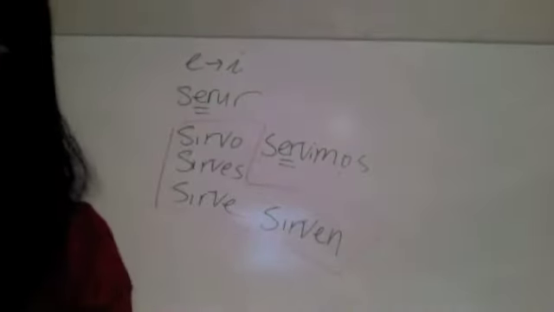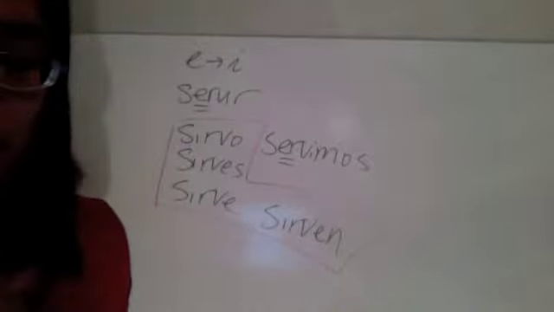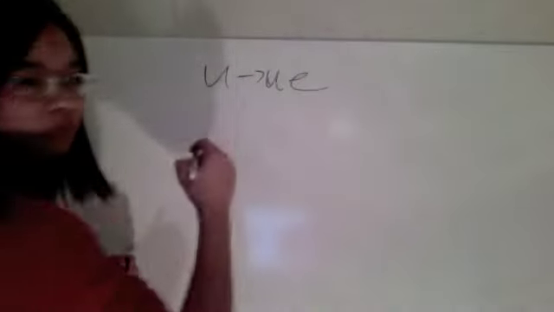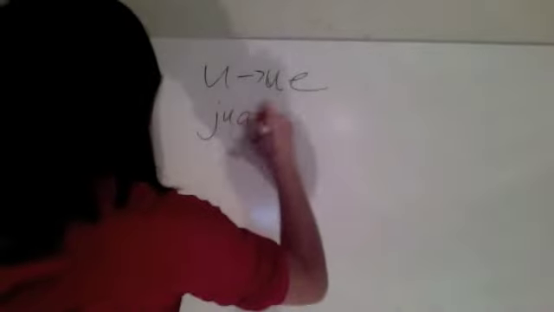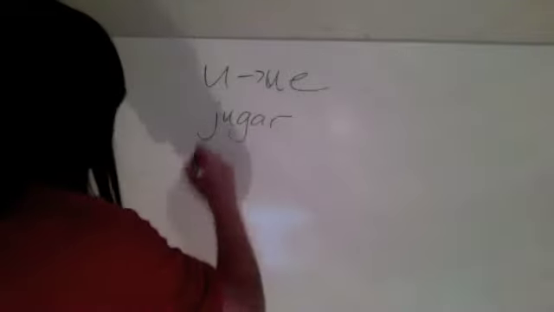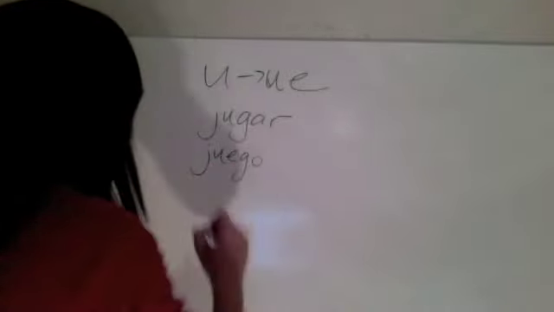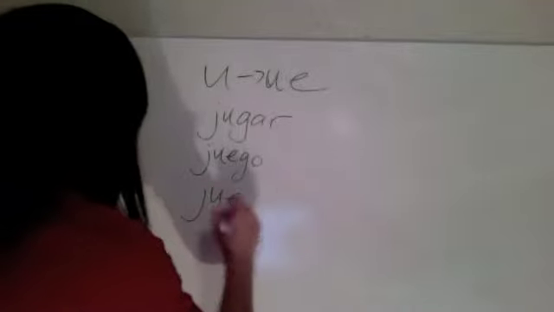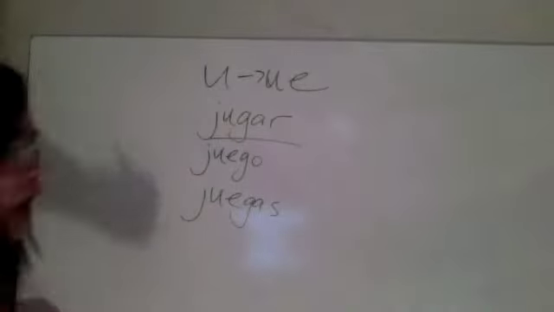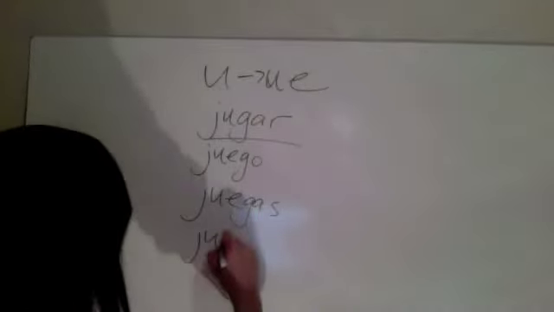The last type we're going to go over is U to UE. One of my previous Spanish professors told me that there's only one U to UE stem changing verb, and that is to play, jugar. Even though it's a unique one, it still follows the rules. So yo juego, tú juegas. Él, ella, usted juega.